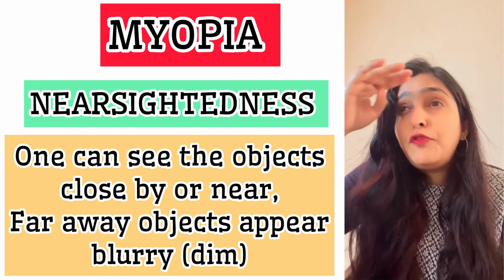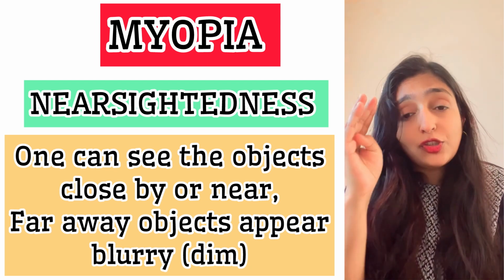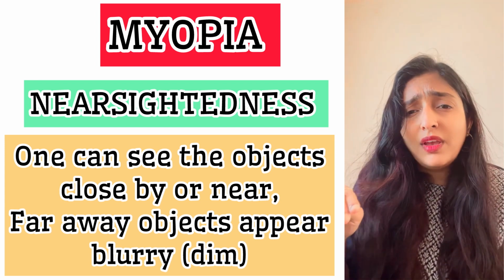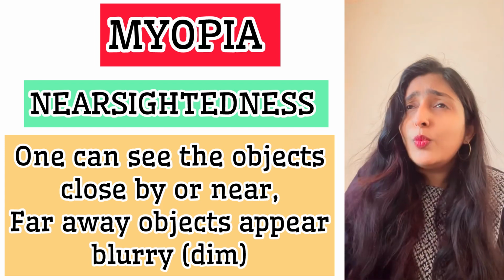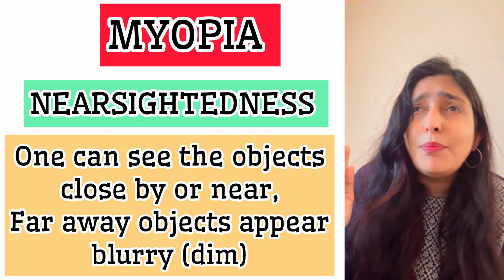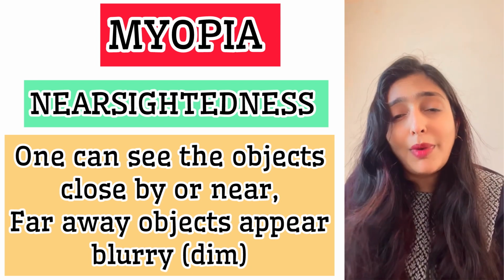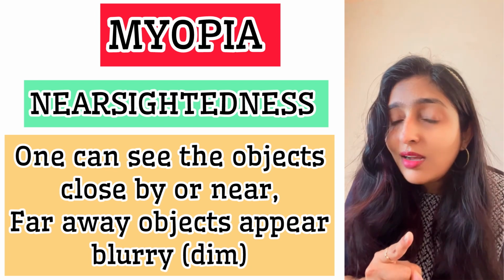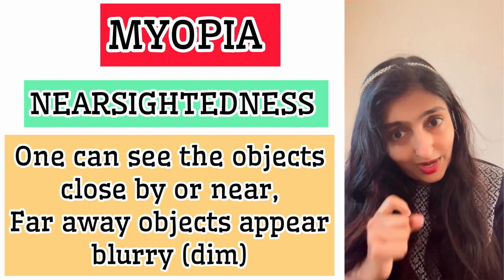But far away or distant objects appear to be blurred, very dim. You're not much comfortable with the far away objects. They appear to be very dim and unclear. That's myopia or nearsightedness.